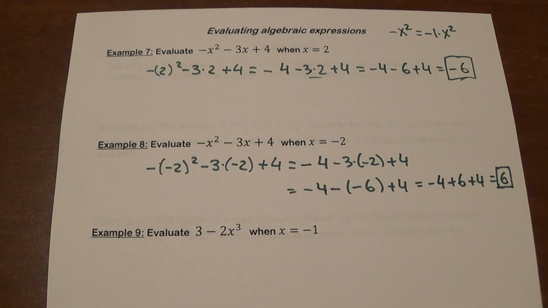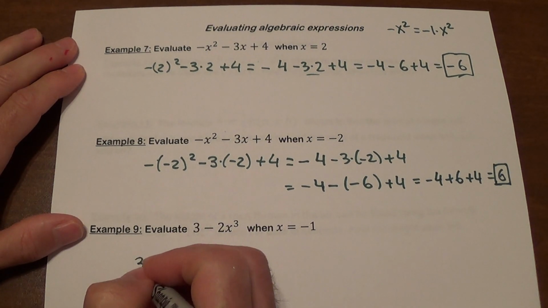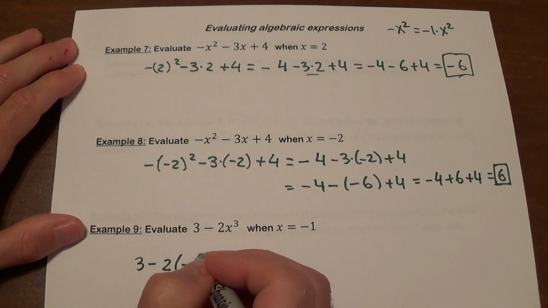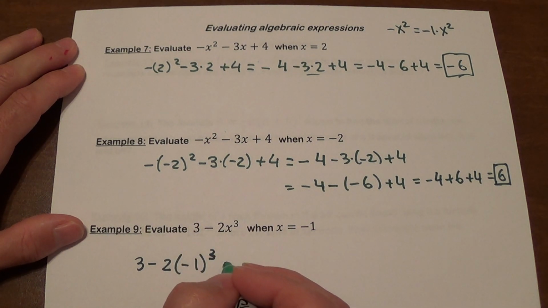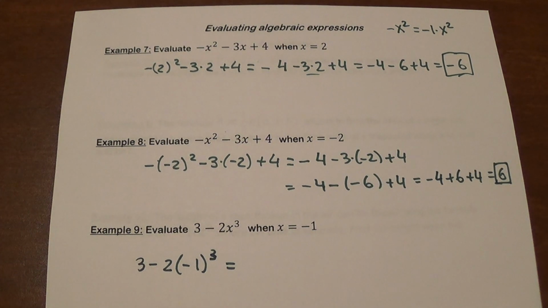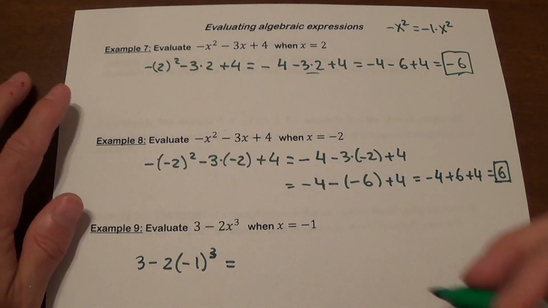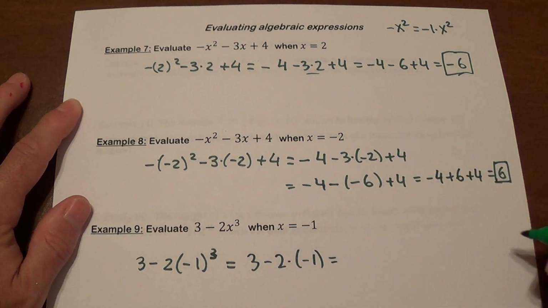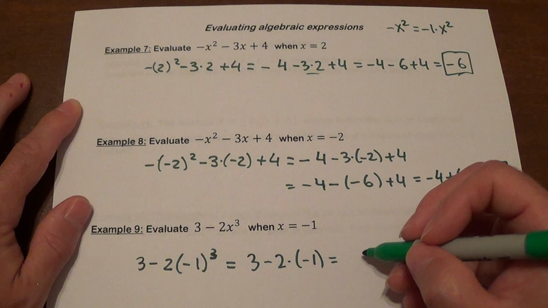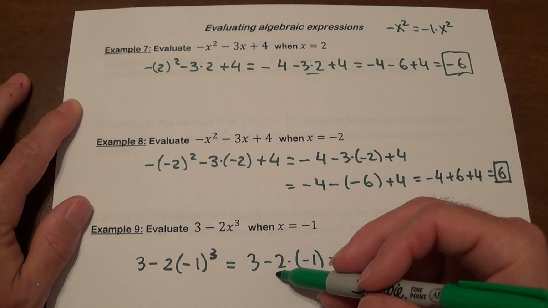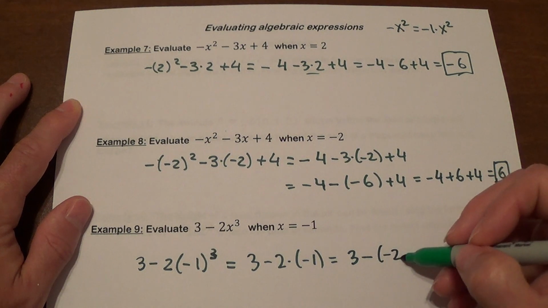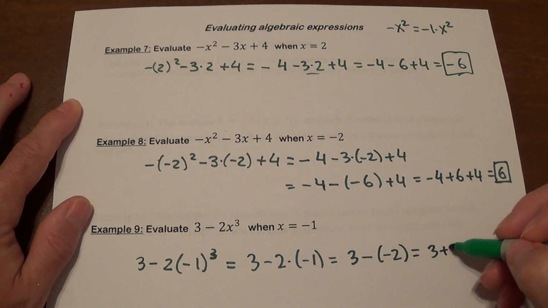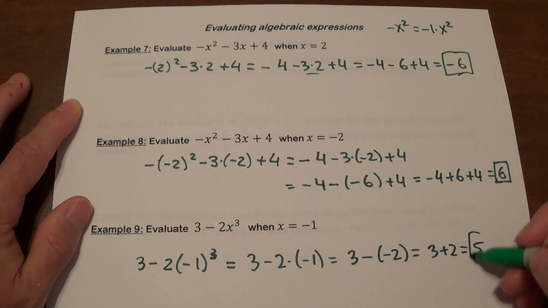Alright, example 9. Evaluate 3 minus 2x cubed when x is negative 1. So we have 3 minus 2 times negative 1 cubed, because x is negative 1. When you're cubing negative 1, that's negative 1 times negative 1 times negative 1. You are going to get a negative value. So 3 minus 2 times negative 1. Now we're going to multiply 2 by negative 1, that's negative 2. So that's 3 plus 2, and that is 5.